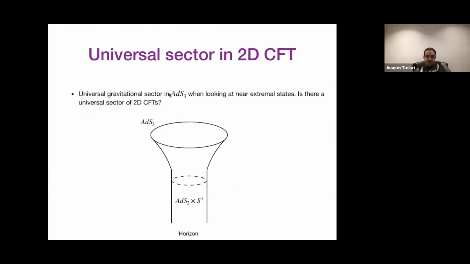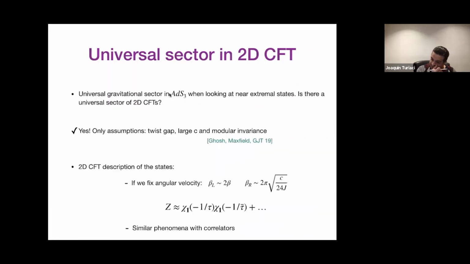I argue that there is some universal gravitational sector in AdS3 when you look at near extremal states. So a reasonable question is: is there a universal sector in 2D CFT described by this JT mode? That would be interesting for 2D CFTs and would be another derivation of this behavior. And the answer is yes. We studied this in a paper with Ankur Ghosh and Henry Maxfield. The idea is that if you assume your 2D CFT has a twist gap, which is just an assumption that there isn't a large number of conserved currents or higher spin, you assume large c, and you assume modular invariance.